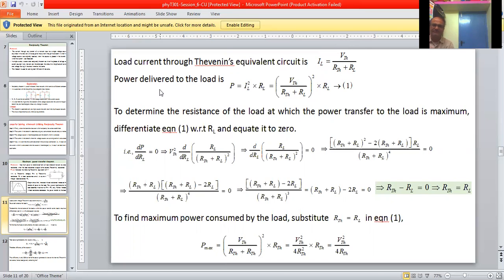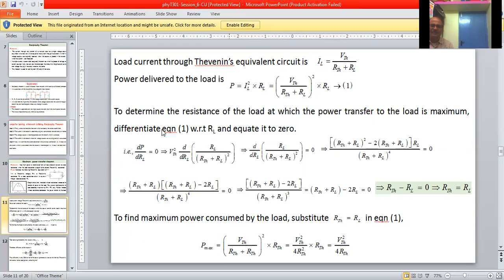Then I will make use of the definition of the power. As you know, the power is equal to I square R. The power can be calculated as I square R. Just use that formula, and for I square you put the value of this IL, it becomes squared, into R. So take this as equation 1. Then, to determine the resistance of the load at which the power transferred to the load is maximum, differentiate equation 1 with respect to RL and equate it to 0.